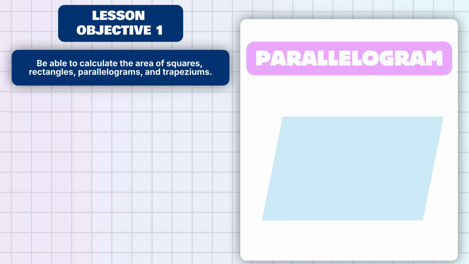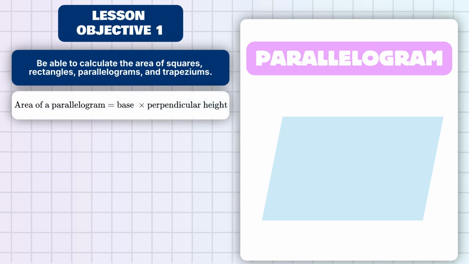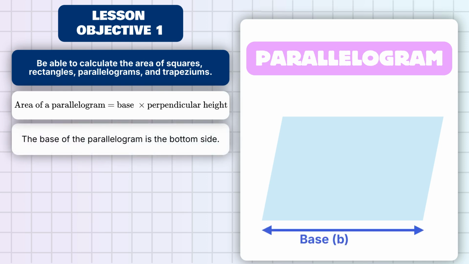Next, we will move on to parallelograms. A parallelogram may look complicated due to its slanted sides, but calculating its area is quite straightforward. The formula for the area is area equals base times perpendicular height. Here's a step-by-step way to understand this. Firstly, identify the base B of the parallelogram, which is the bottom side.